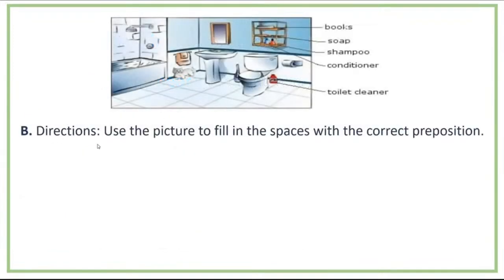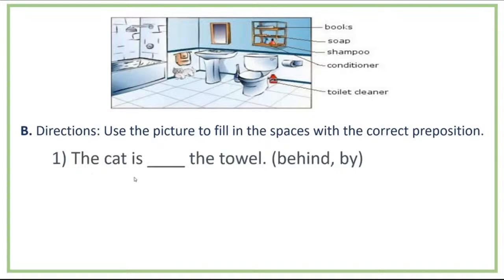B. Directions. Use the picture to fill in the spaces with the correct preposition. So, study the picture. We have here the books, soap, shampoo, conditioner, toilet cleaner, and we have here the toilet paper, the cat, the towel, and others. So, number 1.